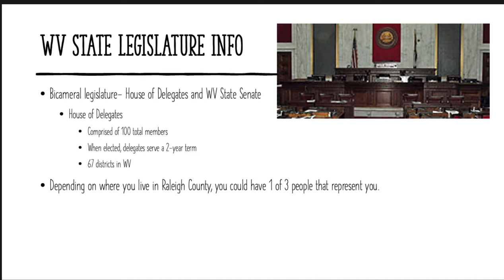And I'm assuming that all you guys live in Raleigh County. Depending upon where you live in Raleigh County, there are one of 3 people that could represent you, because Raleigh County has 3 election districts. We have a pretty significant size for the state of West Virginia. Our population is one of the larger areas. It's not quite Huntington, Charleston, Morgantown, Martinsburg, but it's a top 10 area in the state of West Virginia.